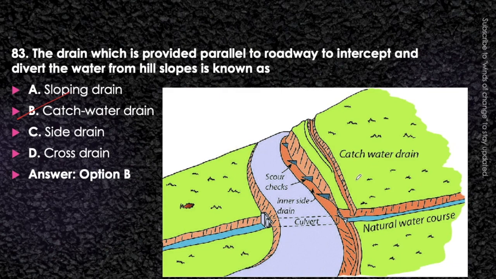You can watch it here. These are the catchwater drains which are provided. This is parallel to the road. Okay, this is the road, and you can see here this is the natural water course which is coming here. Now the water that will be coming down from the hill is restricted and collected in the catchwater drain, and from this catchwater drain it is transferred to the natural water course, and from the natural water course it will move downstream, so that this roadway will not get affected. This water will not fall on the road directly.